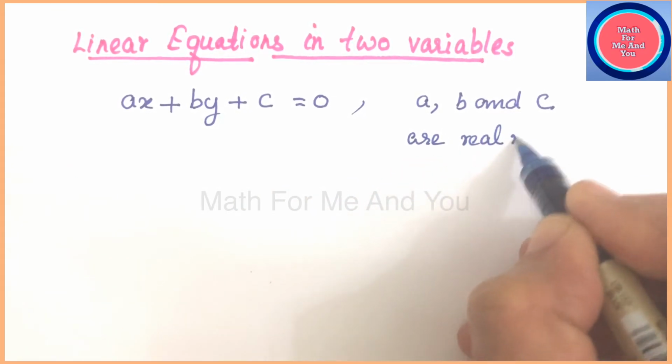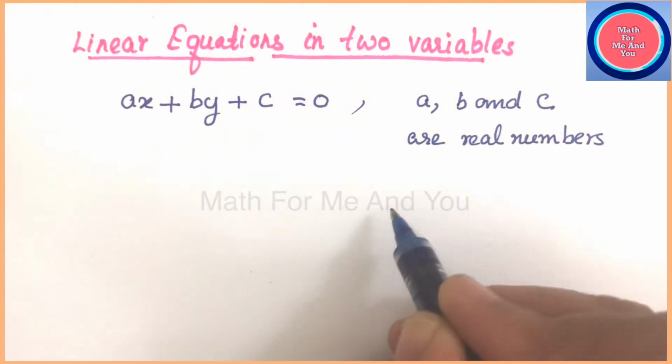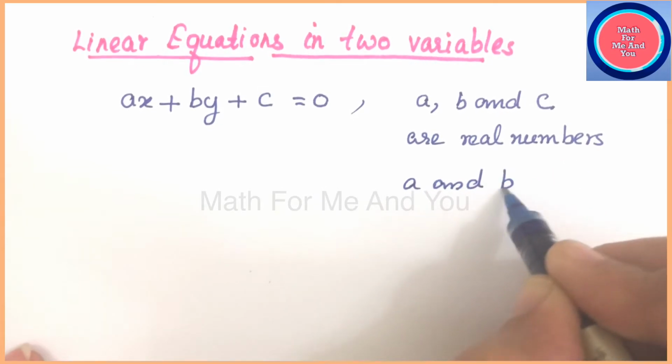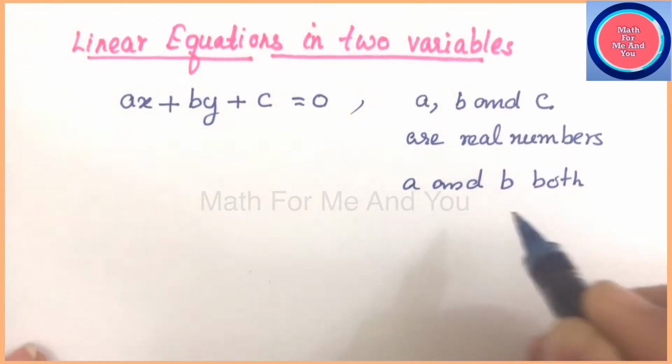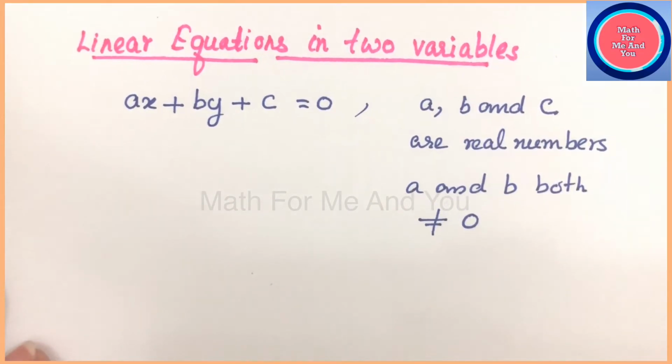Also, there is a condition that a and b cannot both be equal to 0, because if a and b become 0 at the same time, the equation reduces to c = 0. That is not a linear equation in two variables. So we have the condition that a and b are both not equal to 0.